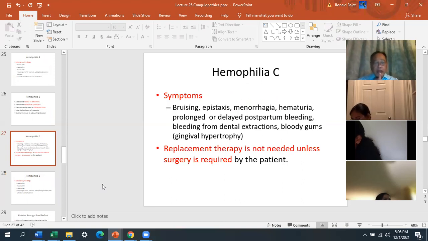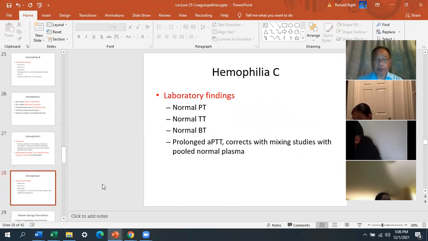And the symptoms include your typical bleeding problems: bruising, nosebleed, menorrhagia, hematuria, blood in the urine, prolonged or delayed postpartum bleeding, bleeding from dental extractions, bloody gums, gingival hypertrophy. So you have bleeding problems. Replacement therapy is not needed unless surgery is required by the patient. Your laboratory results are normal PT, thrombin time, and bleeding time, but since it's 11, an intrinsic factor, you have a prolonged PTT, and it will correct with mixing studies, as you would expect, because it's factor 11 that's missing.